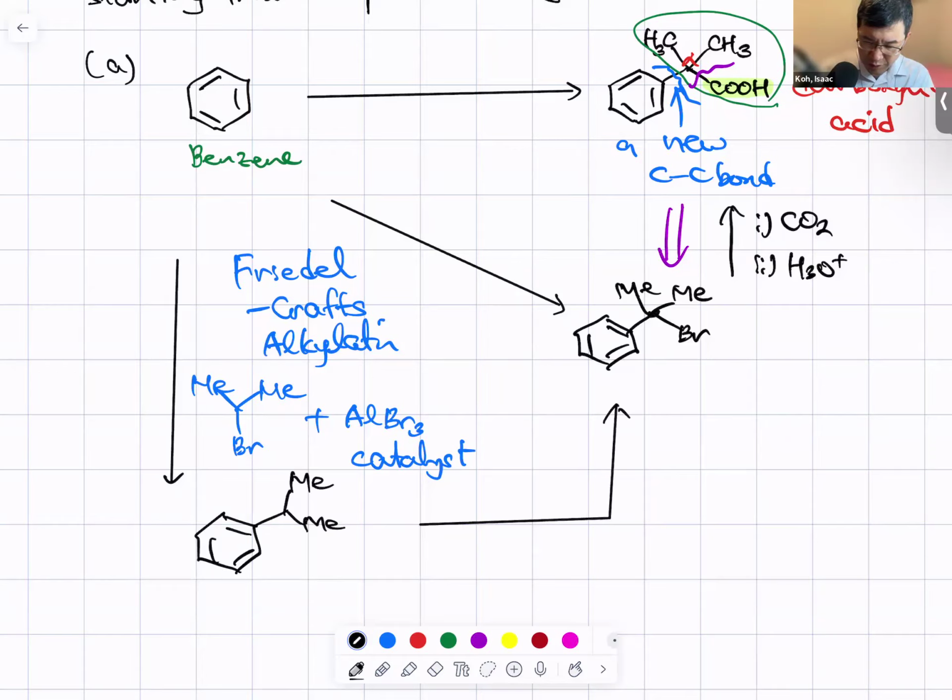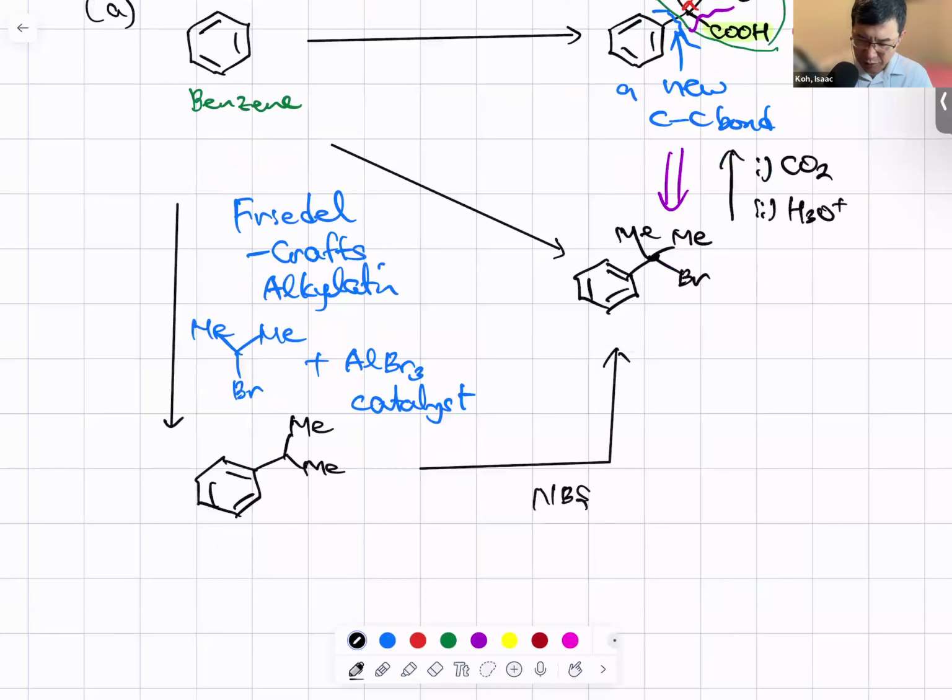So this one is the benzylic carbon. At the benzylic position, we can do bromination by using N-bromosuccinimide, NBS, with light, UV light, or heat. N-bromosuccinimide is this structure.